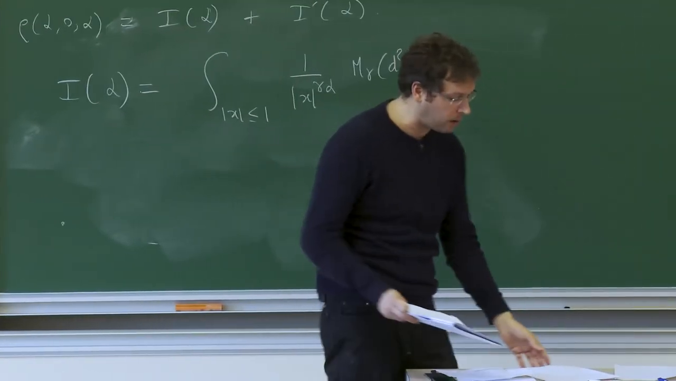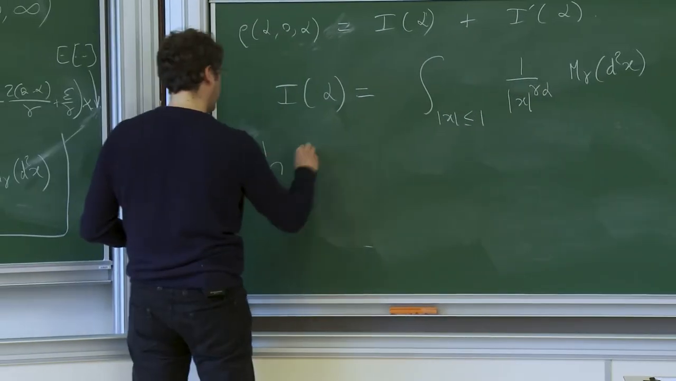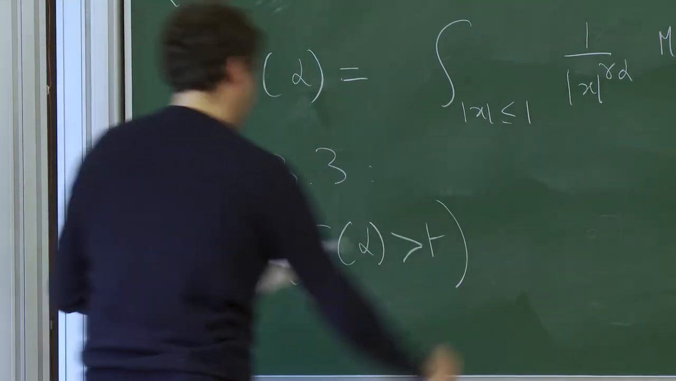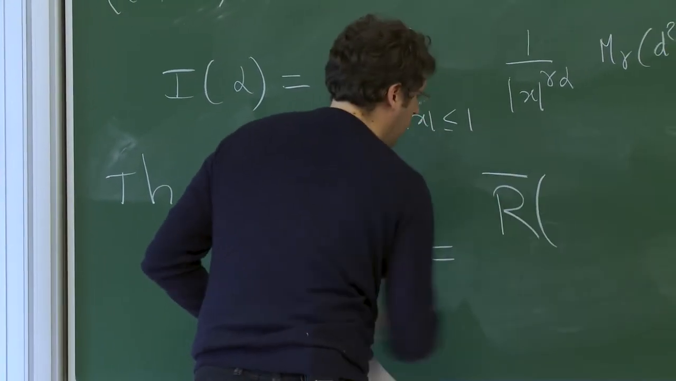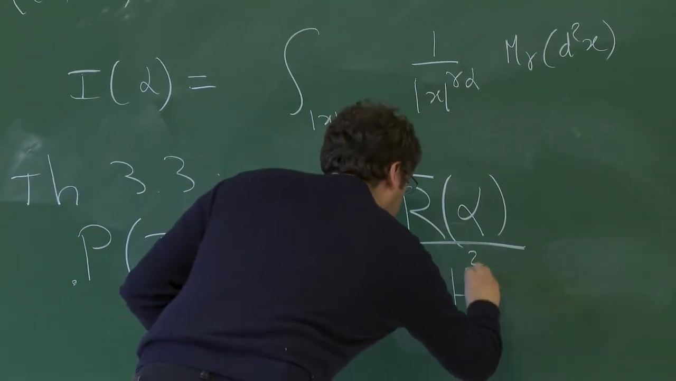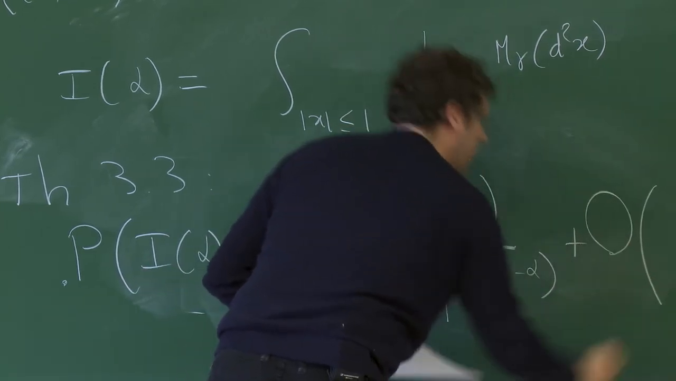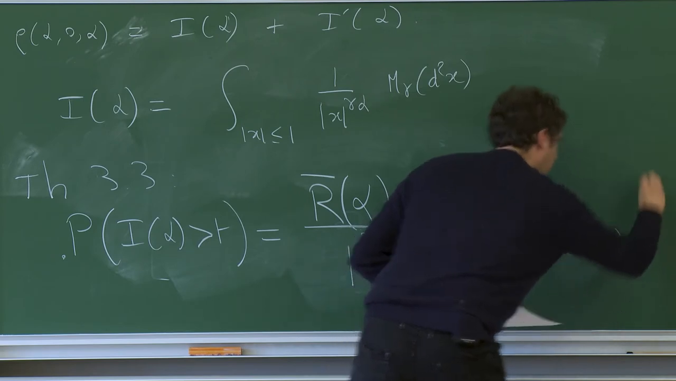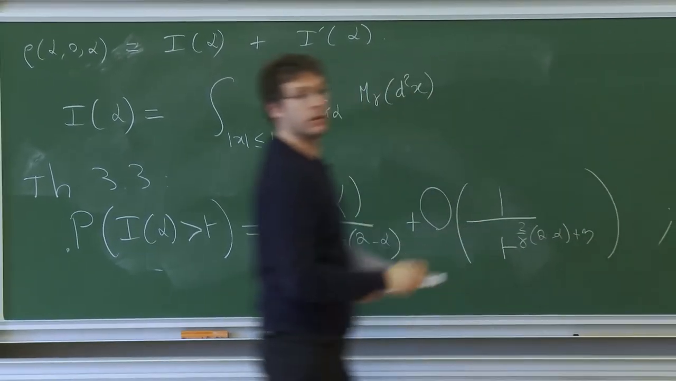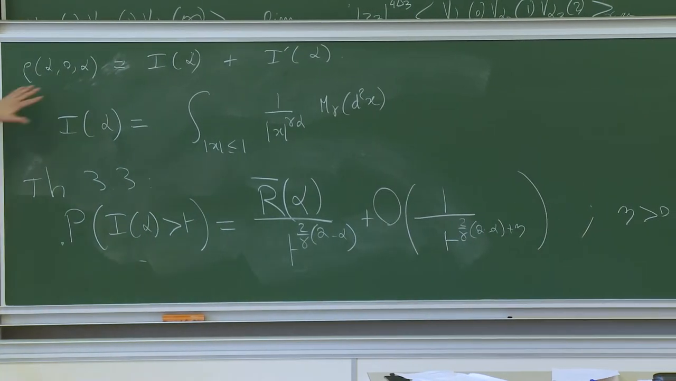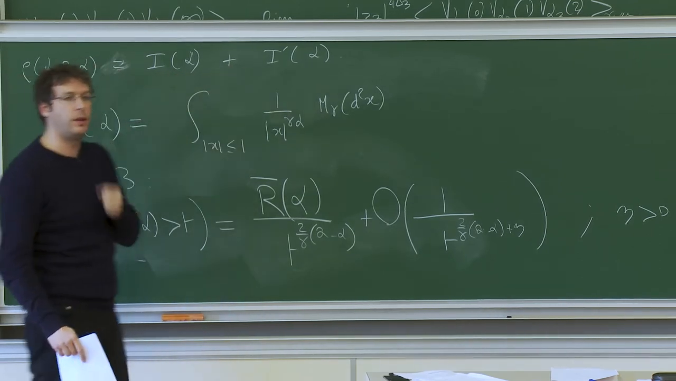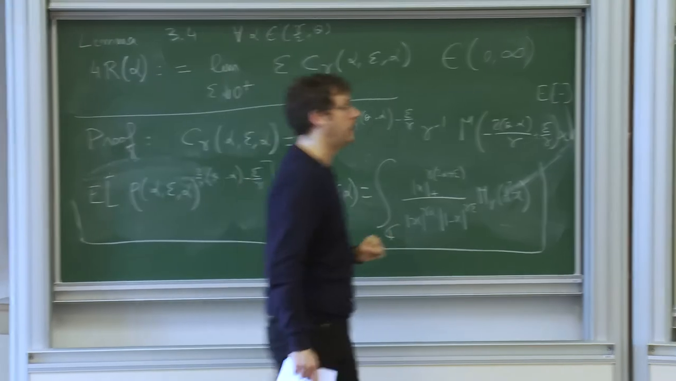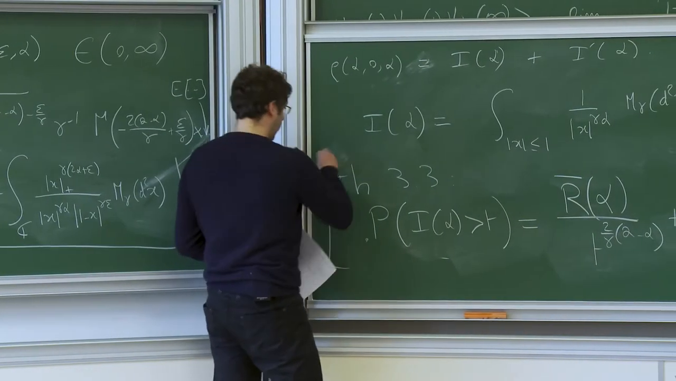And here's the main theorem that I'm going to spend an hour on after. It's Theorem 3.3 in the lecture notes. The probability that I alpha is bigger than t is equal to some R bar of alpha over t, plus an O, something which is a constant over t to the power 2 over gamma, q minus alpha plus eta, where eta is positive. Roughly, it's a sum of two variables, and you're hitting the threshold where the moment explodes. So you have to study the tails of this random variable. And the main theorem I'm going to spend an hour on is this.